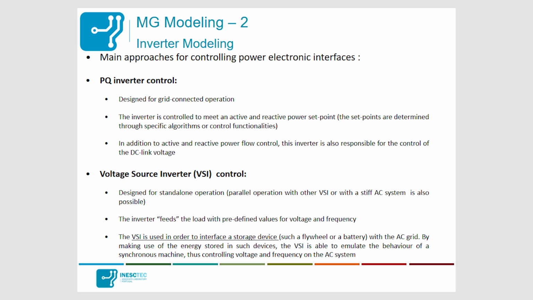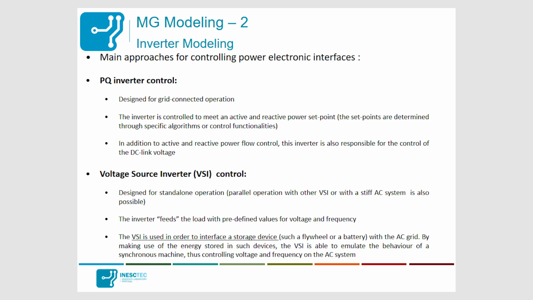And for that, we have conceived the following set of solutions. So what we call the PQ inverter control is designed mainly for grid connected operation. So the inverter is controlled to meet an active and reactive power set point. This is the way how it works, and it follows the frequency of the grid. In addition, this inverter is also obviously capable to keep the voltage on the DC link.